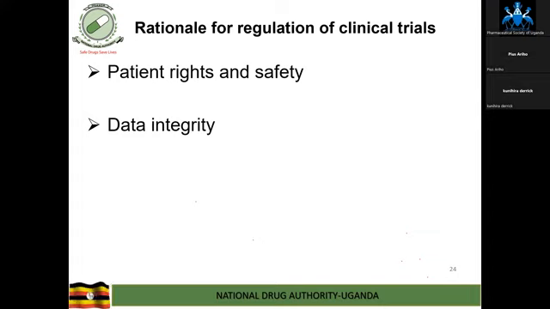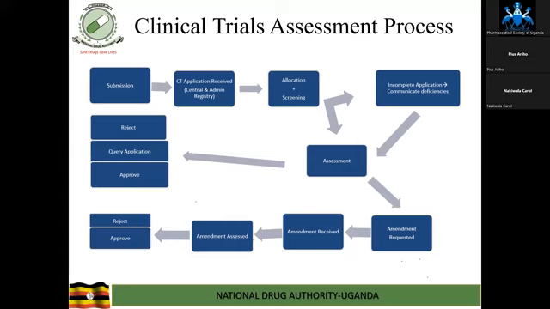Now that risk cannot be taken for a drug, because in the event that you give us wrong data or data that is biased, at the end of the day, the clinical trial is going to get the product registered. The product is going to be used all over the country based on a hoax. So that's the main reason as to why NDA regulates clinical trials.